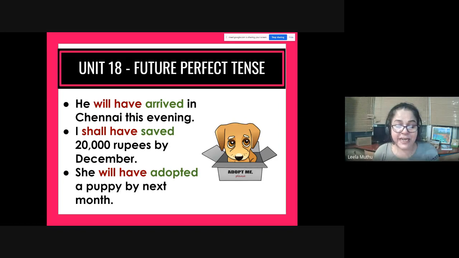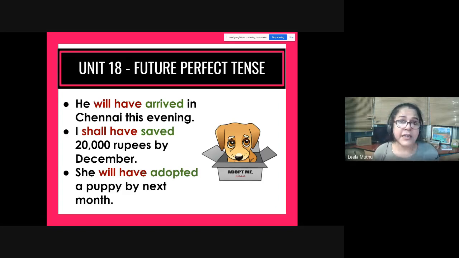She will have adopted a puppy by next month. Next month is X, the blue X. So by the blue X, which is the time, she will have adopted a puppy. She's looking around for puppies. She wants to make sure that by next month she definitely has a puppy at home. And maybe it's this cute puppy who's just sitting in that box with "adopt me" written. Isn't that so sweet?